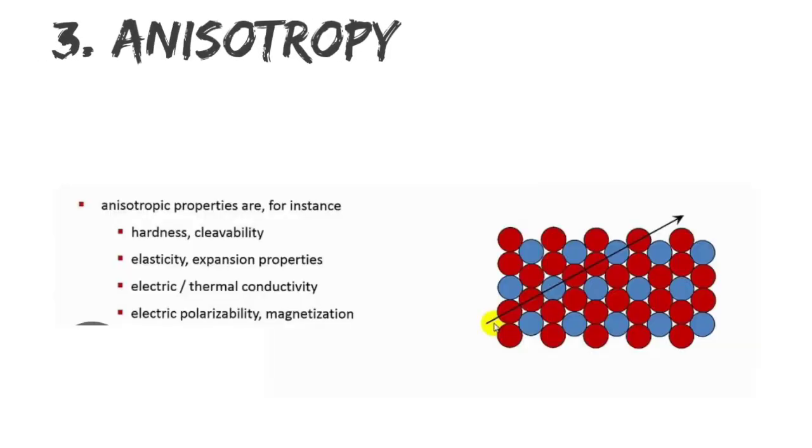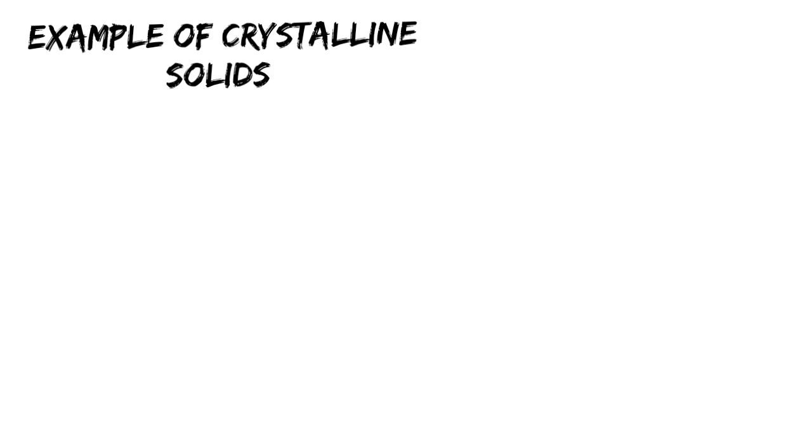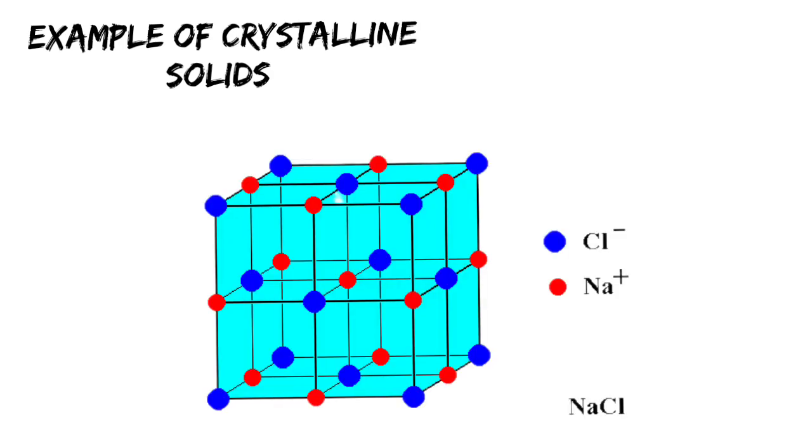Third, anisotropy. Crystalline solids often exhibit anisotropic behavior, meaning their properties vary with direction. This arises from the different atomic arrangement along different crystallographic axes. Let us take an example of a crystalline solid shown in the following figure. Crystal structure of sodium chloride.